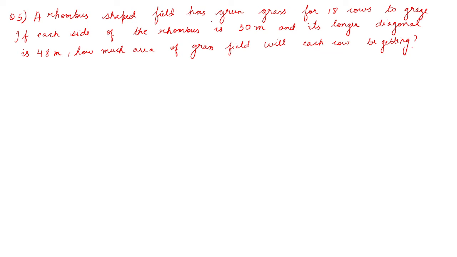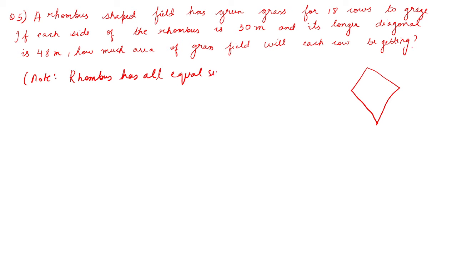Okay, so the next question is, a rhombus shaped field has green grass for 18 cows. So what does a rhombus look like? A rhombus looks like a kite figure, okay, like this. Alright, if each side of a rhombus, remember the properties, you can refer to your chapter 8. They have beautifully mentioned the properties. A rhombus has all equal sides, okay, clear with this.